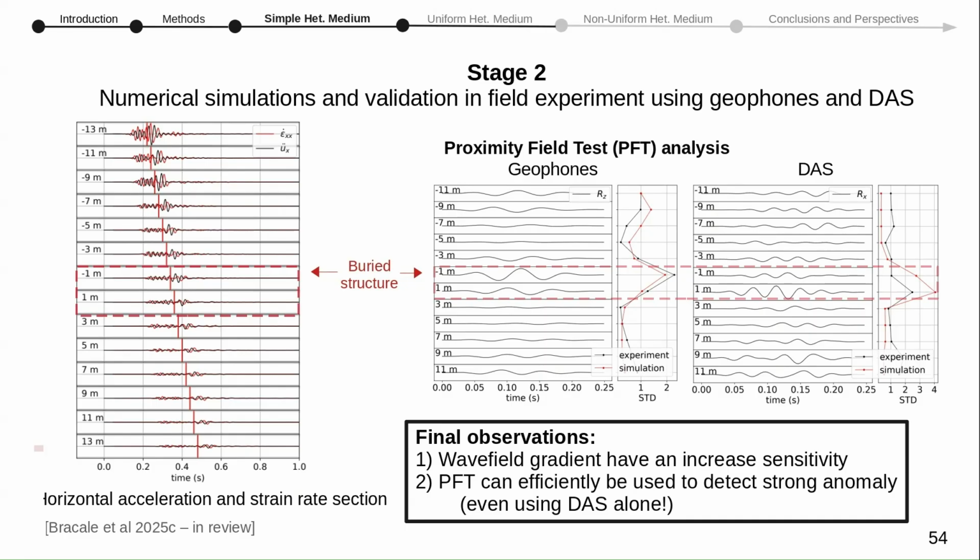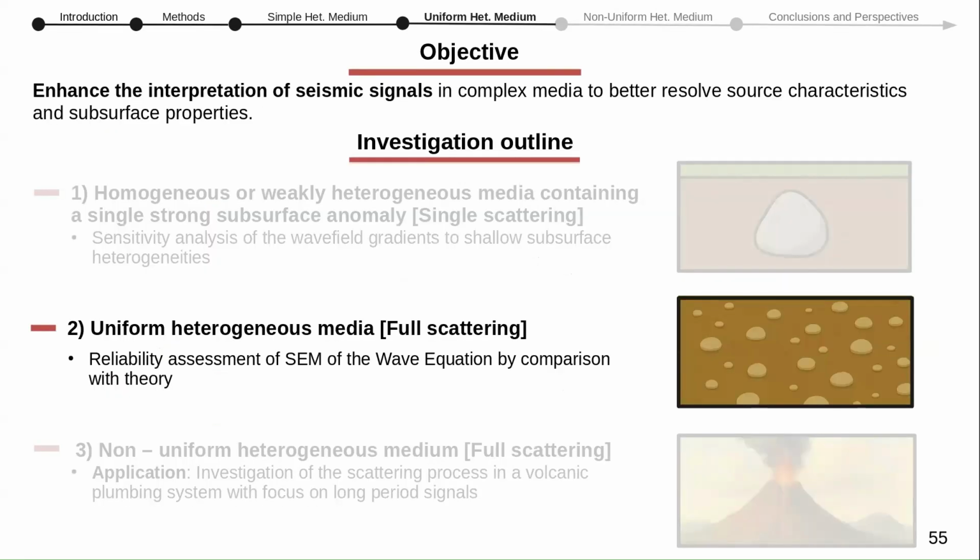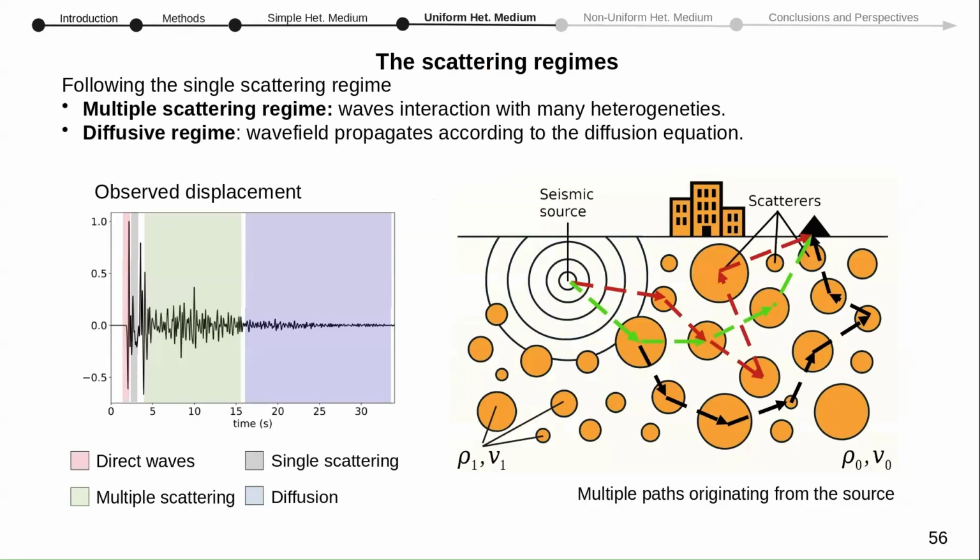Now we start with analyzing the process in uniform heterogeneous media, and in this case, we analyze the full scattering process. If we take again the seismogram that we saw before, we expect that after the single scattering regime, we will get to the multiple scattering regime, in which waves are considered to have interacted with many heterogeneities, and in which the seismic coda emerges. After that, we will eventually get to the diffusive regime, in which the wave field is considered to propagate according to the diffusion equation, as a smooth flux of energy.